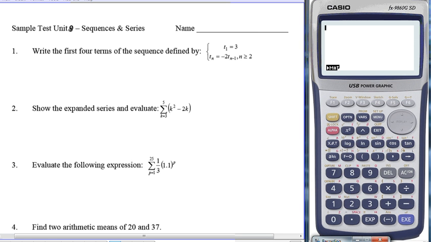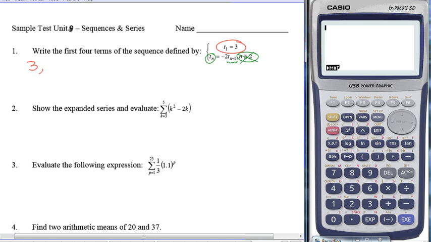It says write the first 4 terms of the sequence defined by, and then I tell you t sub 1 is 3. So we know right away that's the first term. The second part of this formula says t sub n, so to get the next term, you're going to do negative 2 times t sub n minus 1, which is the term before that. And at the end here, we tell you n is greater than or equal to 2. That just means that we want future terms, not going backwards, and we can pretty much ignore it.